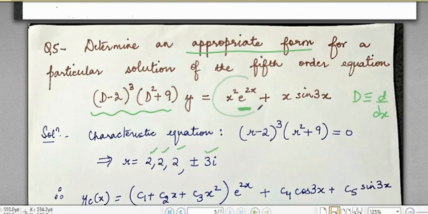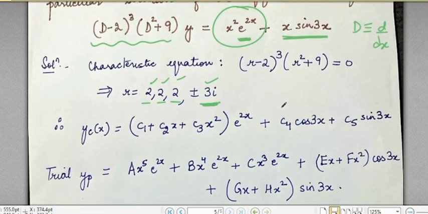So for this term, instead of the normal trial yp, you will have to multiply it with x to power 3 and then write your trial yp, because 2 is appearing thrice. So you'll have an additional x to power 3 here for guessing your trial yp. And plus minus 3 iota is also appearing as a complex pair once. The multiplicity of this pair is 1. So instead of x sin 3x, you'll be writing x square sin 3x, and hence you're modified.